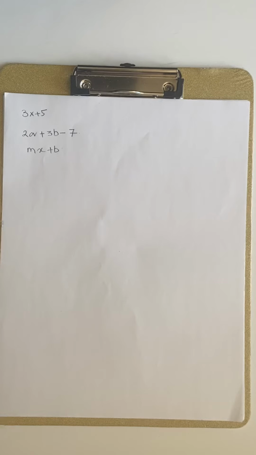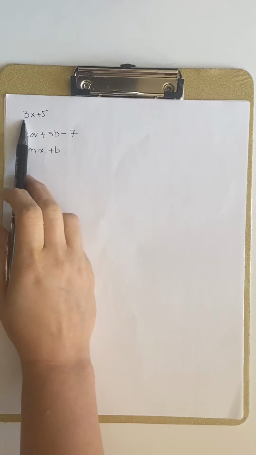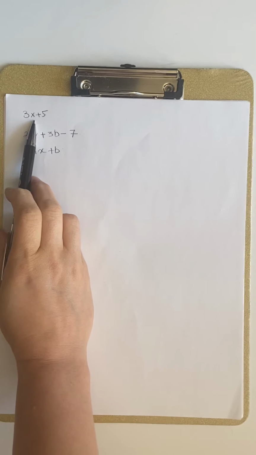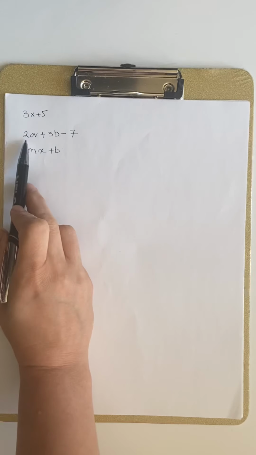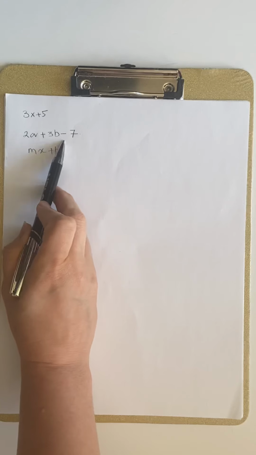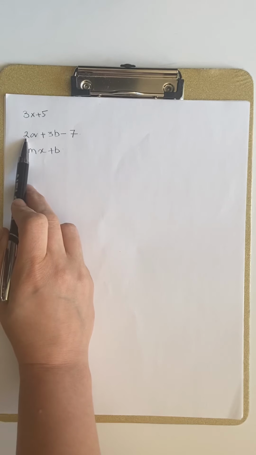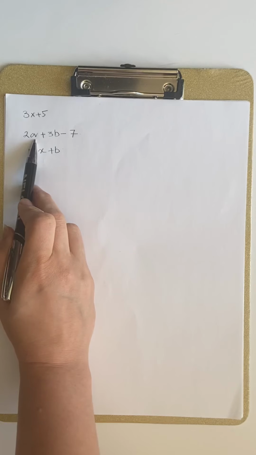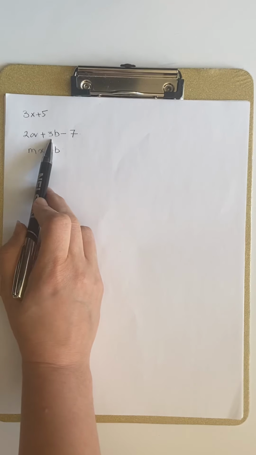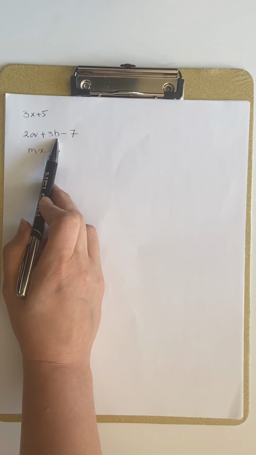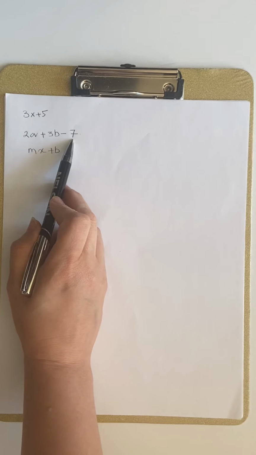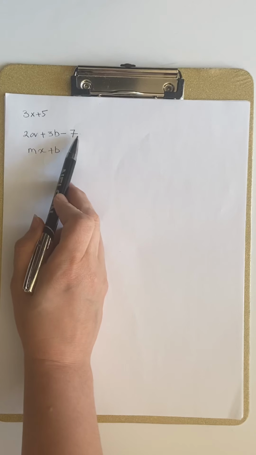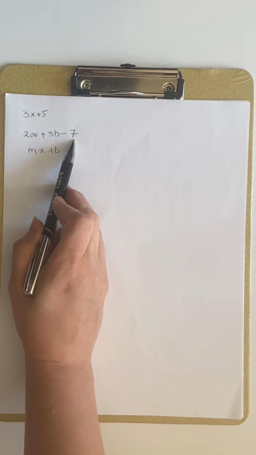I want to introduce two more terms to you. Any number that is being multiplied into a variable is called a coefficient. Here, 3 is the coefficient of variable x. We have 2a plus 3b minus 7. 2 is a coefficient. a is the variable. 3 is the coefficient. b is the variable. How about 7? 7 is just a number. It does not have a variable attached to it, so it is called a constant.